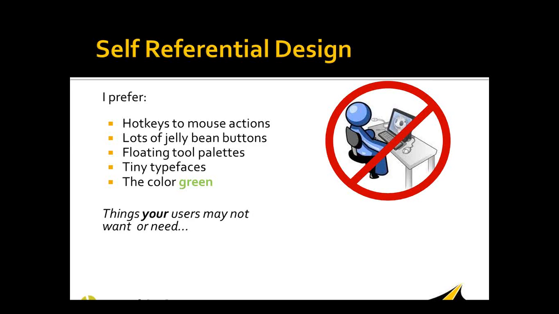Right. Now, a couple of pitfalls that we need to keep in mind while looking at the whole idea of users and user goals is what I would like to call self-referential design, where your primary user ends up being you yourself, the designer or the developer or the creator or the sponsor of that particular software application. And you end up making choices about what goes into the software based on your own personal preferences. I like a lot of jelly bean buttons on the interface.